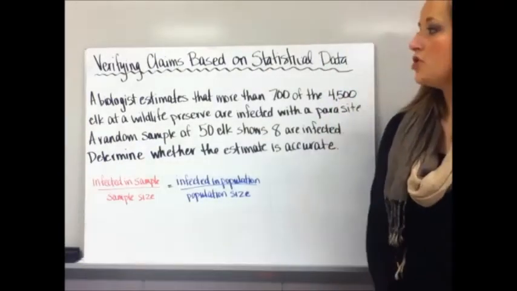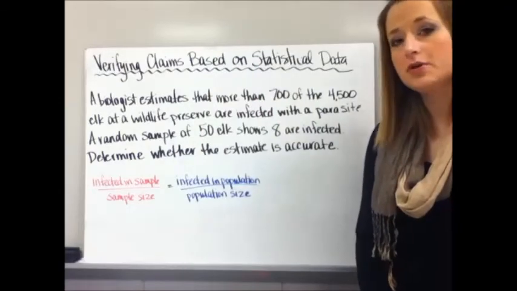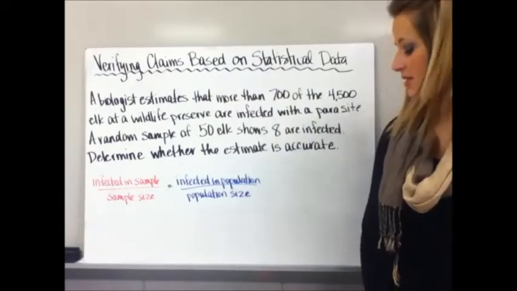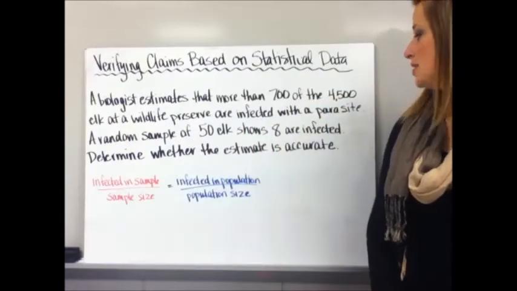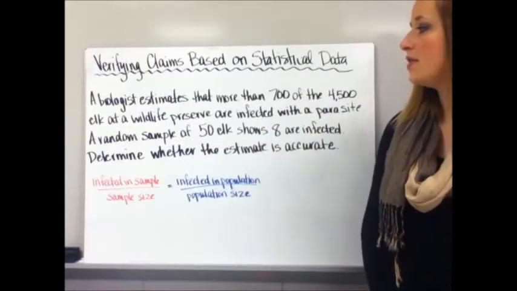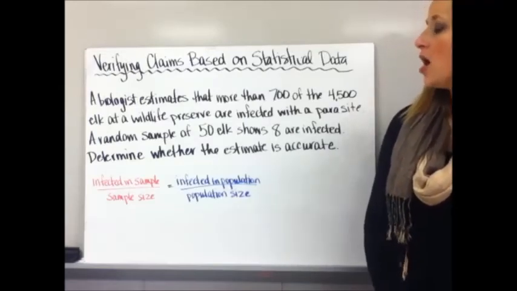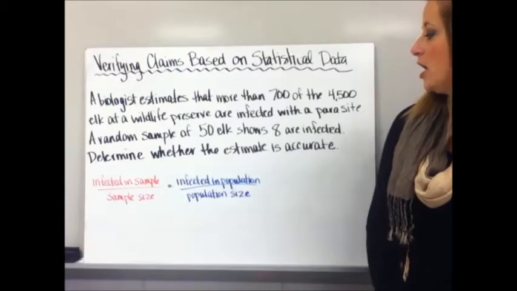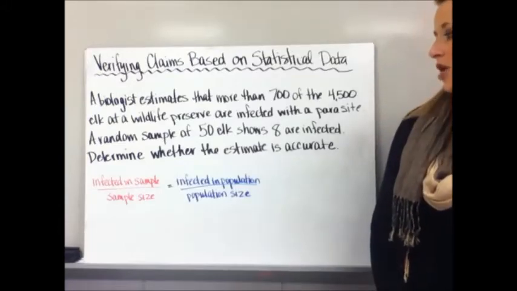You can use a proportion either to verify claims based on statistical data, or you can use it to predict information based on statistical data. Here we're going to verify. A biologist estimates that more than 700 of the 4,500 elk at a wildlife preserve are infected with a parasite. A random sample of 50 elk shows 8 are infected. Determine whether the estimate is accurate.